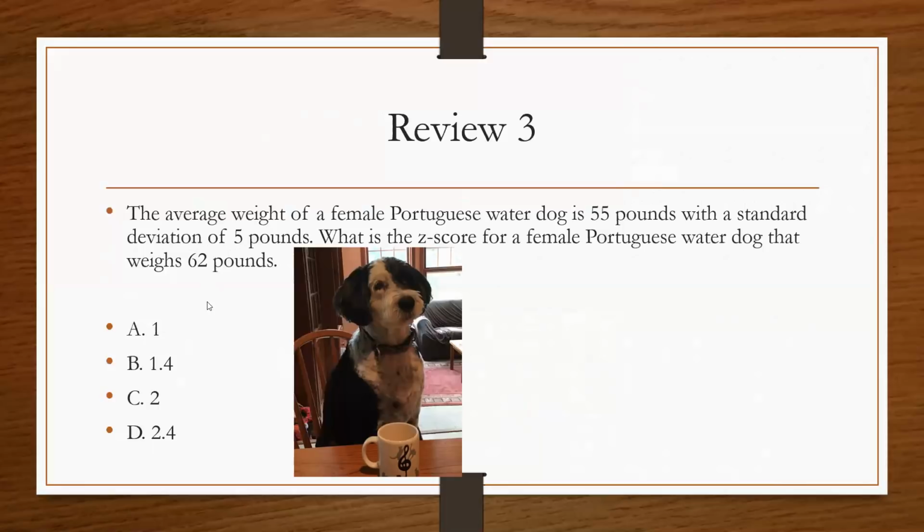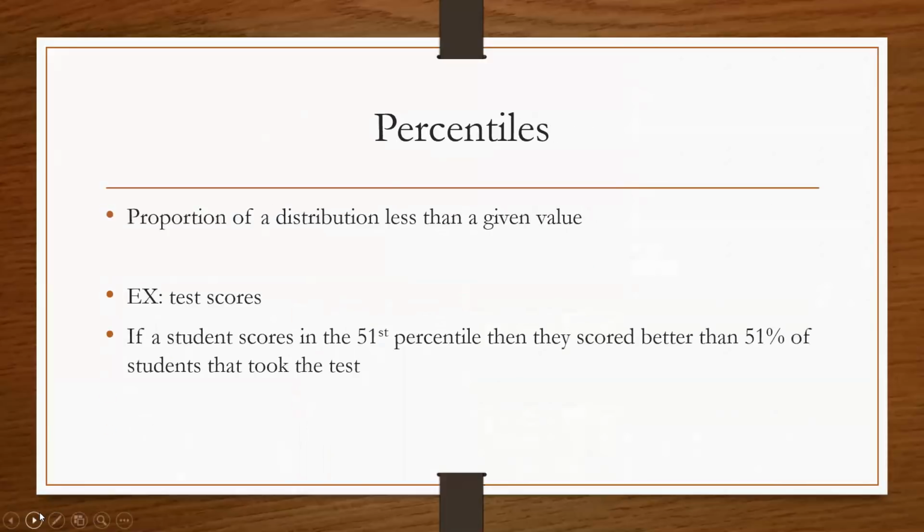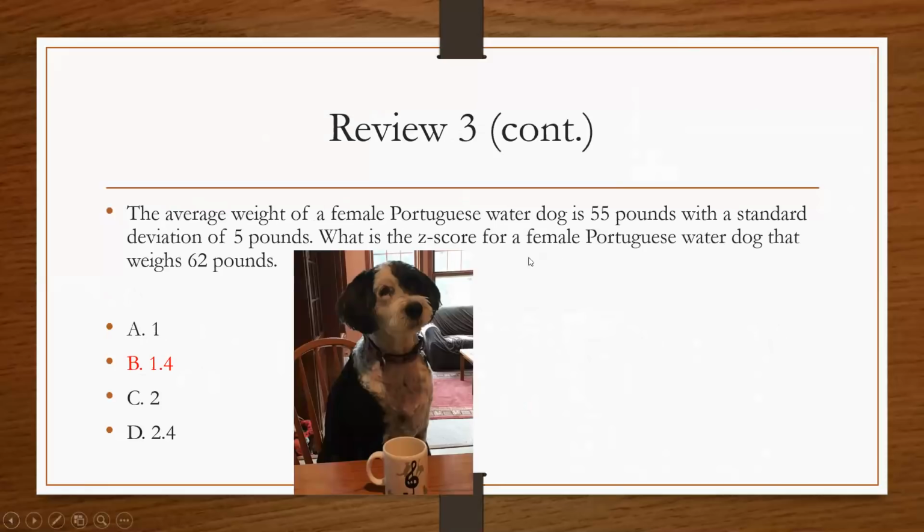All right, yeah, you guys seem to be getting it. It is, in fact, B. So basically, just to calculate this, you take the 62, that is the given weight. You minus that by the average, which is 55, and you just divide it by the standard deviation of 5 to end up getting 1.4.